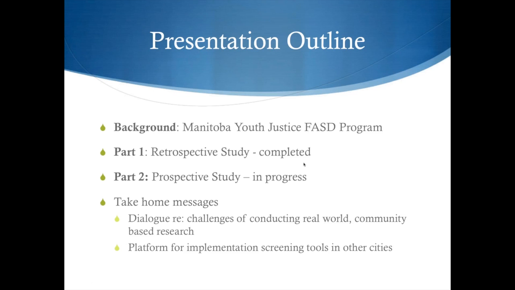So today I'll go over some background about the Manitoba Youth Justice FASD program and some of the great stuff that's being done there in Manitoba, and then go through the two studies that comprise this study, a retrospective study that's completed and a prospective study that's currently in progress. And then I want to talk about some key take-home messages, create some dialogue around challenges in conducting real-world community-based research. And I hope that this study can be a platform for implementation of screening tools in other cities.